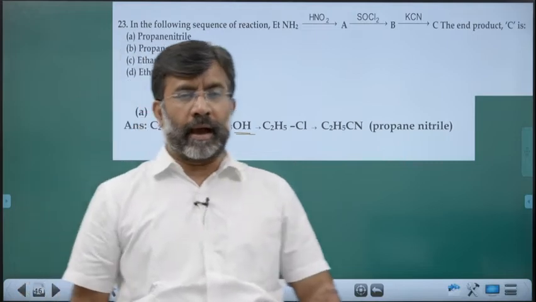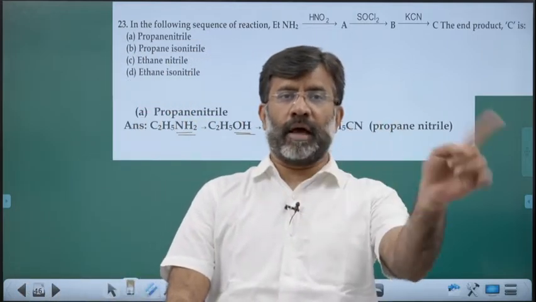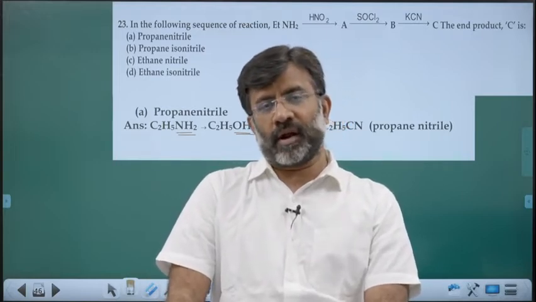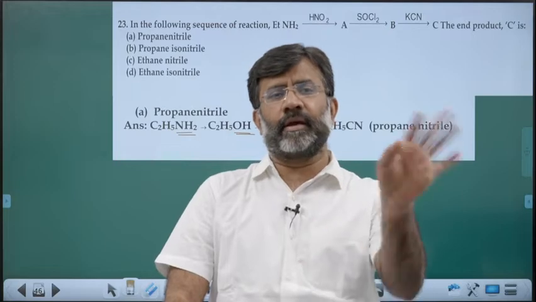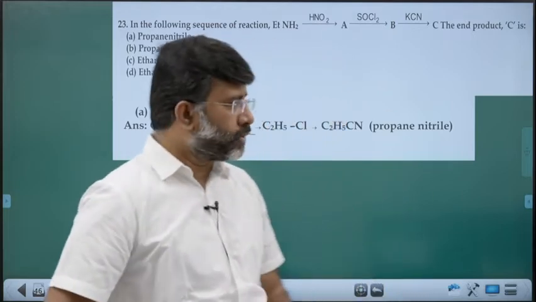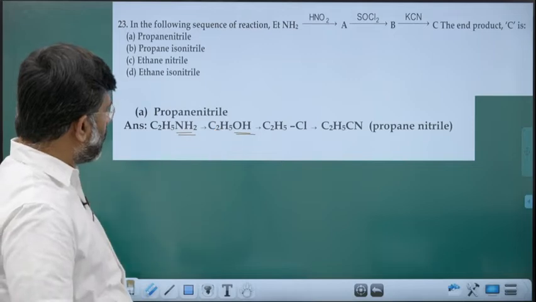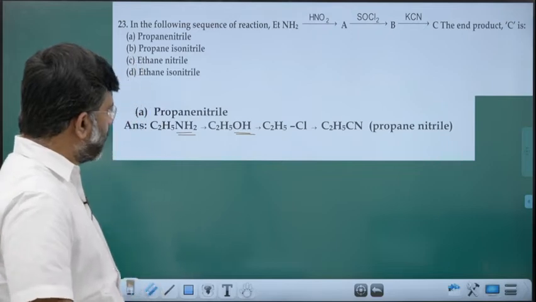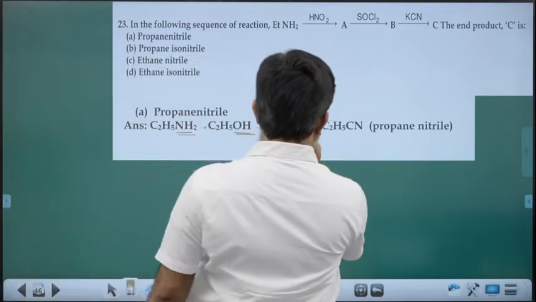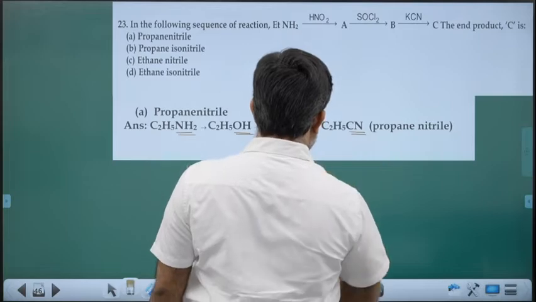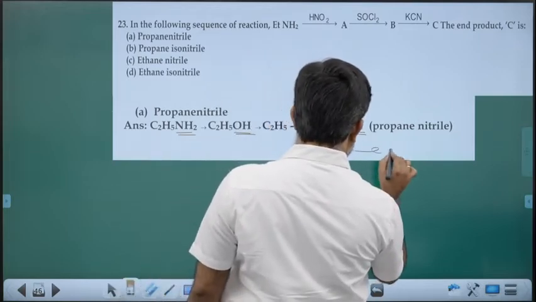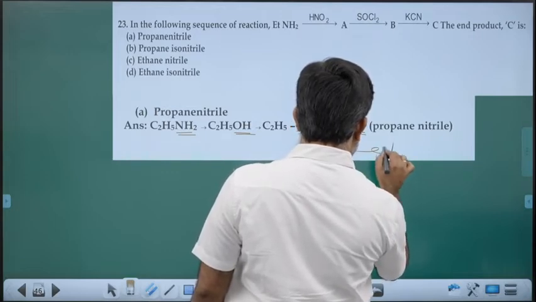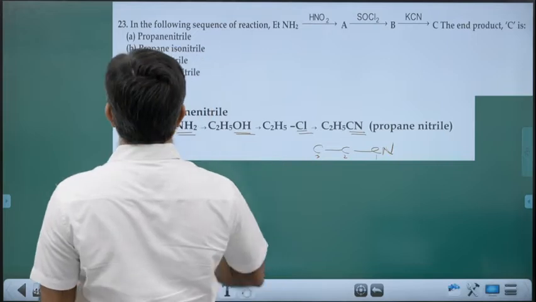All of you have learned that an aliphatic primary amine is converted to alcohol when treated with nitrous acid, because aliphatic diazonium salts are unstable at any temperature and are immediately hydrolyzed to give alcohols. Alcohol with thionyl chloride, SOCl2, gives chloroethane. Chloroethane with KCN, chlorine goes and you get CN, and this is propane nitrile, numbered 1, 2, 3. Option A.